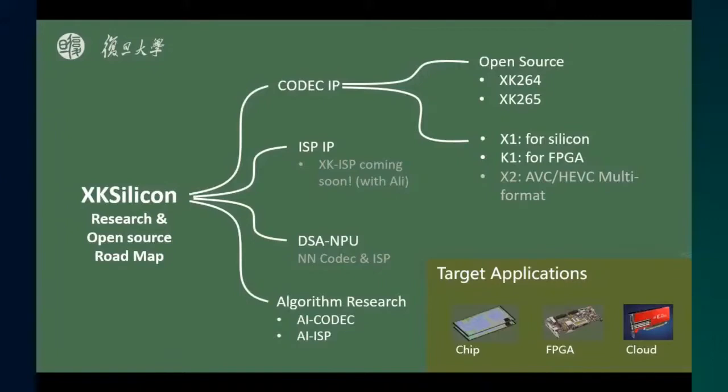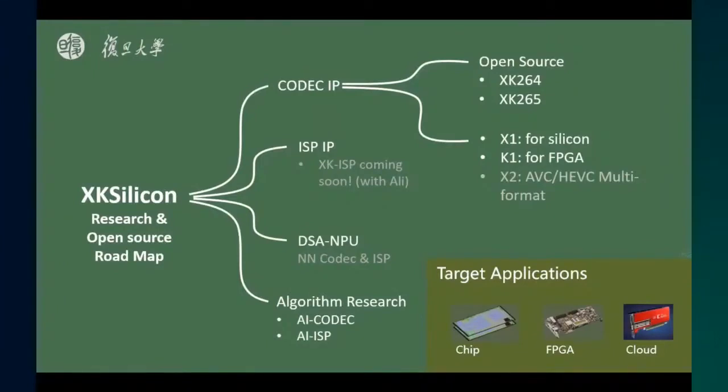And then currently we are working on X2, which is an IP core supporting two standards. And another project we have already worked on for more than one year is ISP IP, and at the end of this year we will release XK ISP. It's also an open source ISP. For this work we cooperate with Alibaba.